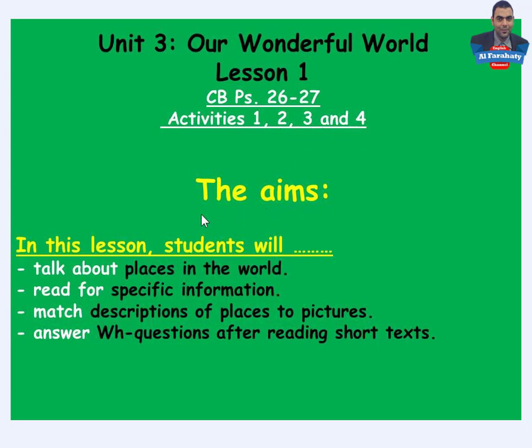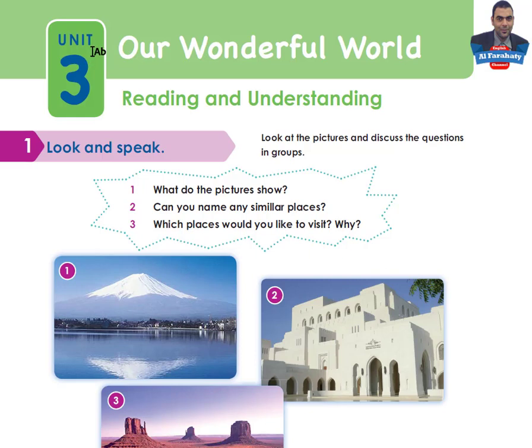The aims. In this lesson, students will talk about places in the world, read for specific information, match descriptions of places to pictures, and answer WH questions after reading short texts. Let's go to page 26 of your class book. Unit 3, Our Wonderful World, Reading and Understanding section.